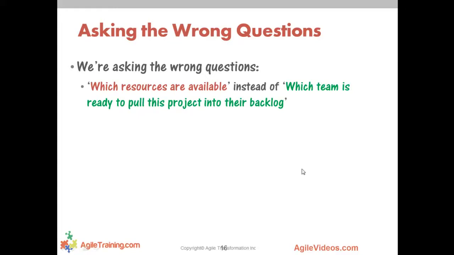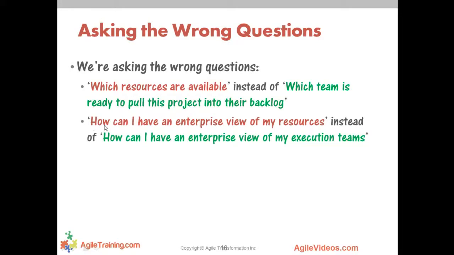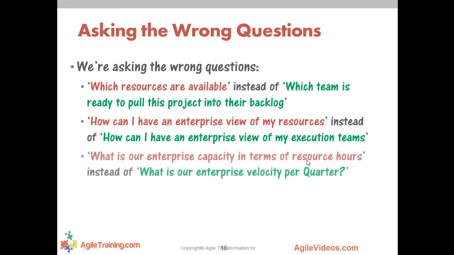So again, we're starting to shift more into talking about teams as opposed to individual resources. Instead of saying, how can I have an enterprise view of my resources, again, thinking about individuals, you should really say, how can I have an enterprise view of how many execution teams I've got? How many cross-functional execution teams do I really have? Instead of saying, what is my enterprise capacity in terms of resource hours, which is a very common question that the PMO likes to ask, it's really, what is my enterprise velocity per quarter?